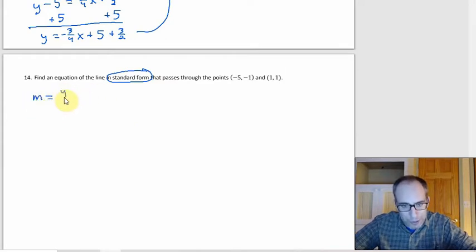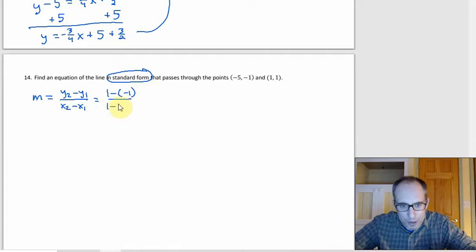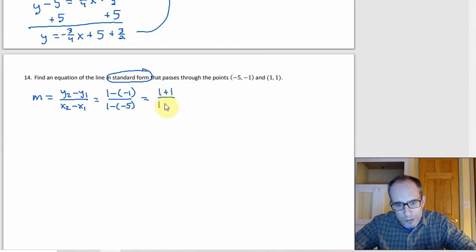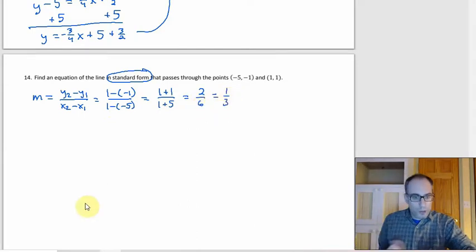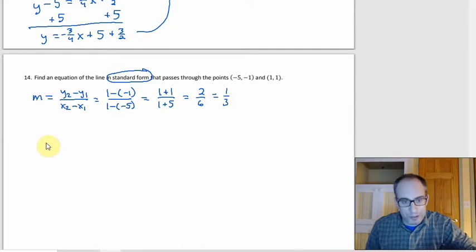So slope being, and I guess I'll do it the way I always do it, is y2 minus y1 over x2 minus x1. So then we're going to get, let's see, 1 minus negative 1 over 1 minus negative 5. So this is 1 plus 1 over 1 plus 5. And that's going to be 2 over 6 or 1/3. So then we can do the point slope formula. So that's what I'm going to do next.